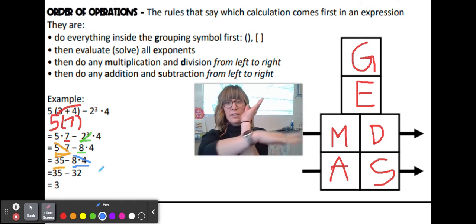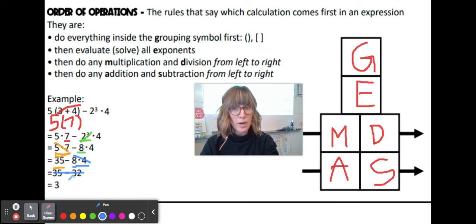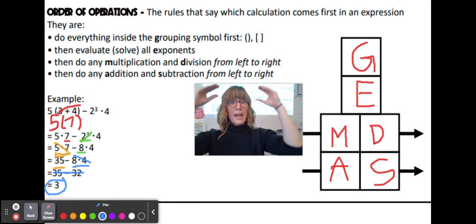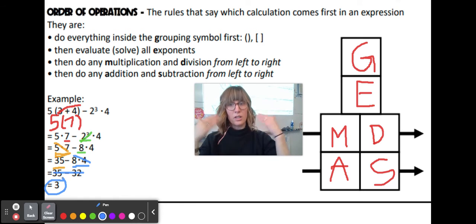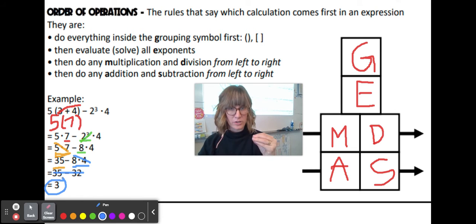And then add, subtract, left to right. So 35 minus 32, we're no longer going to call it a subtraction problem. We're just going to call it 3. So we've simplified by using the order of operations to solve these operations in a very specific order, dropping down everything we haven't used as we've simplified just one part.